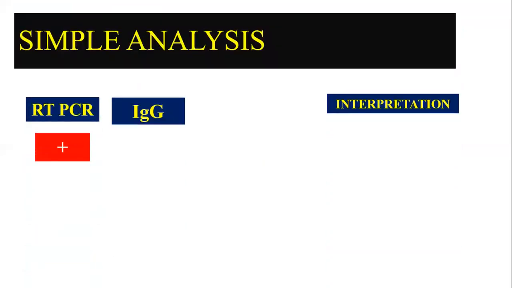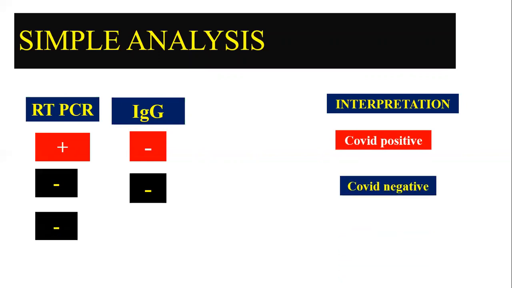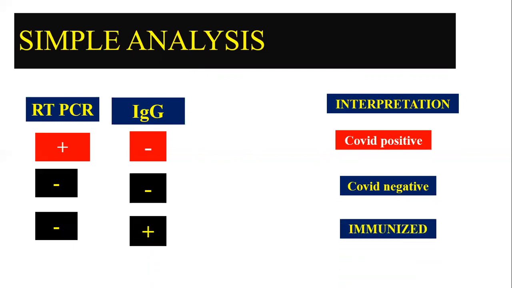Next, a simple analysis with RT-PCR and IgG. RT-PCR positive and IgG negative means the patient is COVID positive. RT-PCR negative and IgG negative means the patient is COVID negative. RT-PCR negative and IgG positive means the patient is immunized. So COVID positive means RT-PCR positive, COVID negative means both are negative, and if we detect only IgG antibody, the patient is immunized.